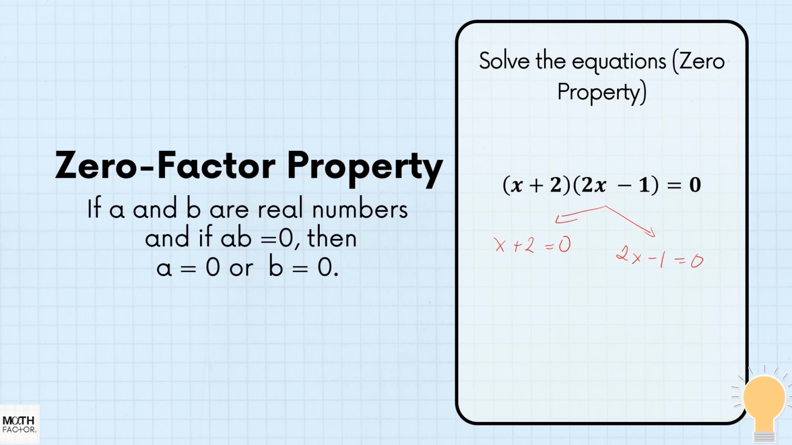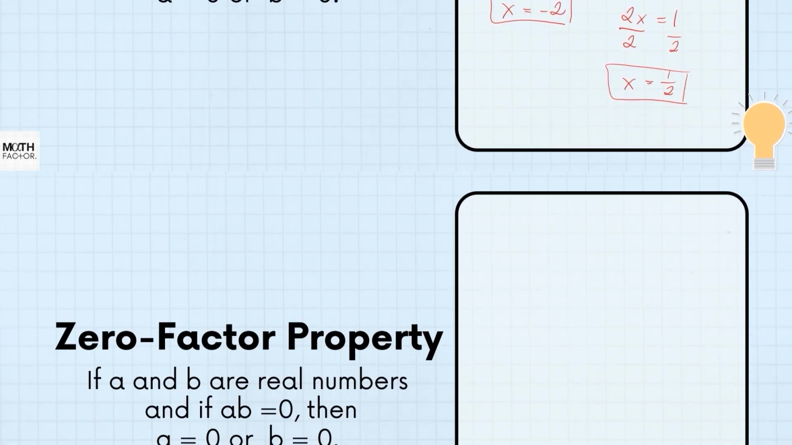For the first one, we will subtract both sides by 2, and that will give us x equals negative 2. For the second one, we will add 1 on both sides. This will give us 2x equals 1, and then divide the entire equation by 2. This will give us x is equal to 1 half. So the solutions of our equation are negative 2 and positive 1 half.